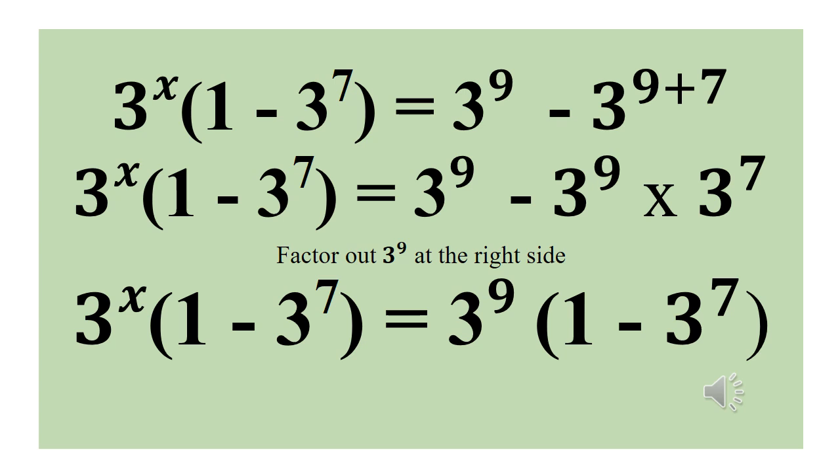So if we factor it out, we have 3 raised to power x into bracket 1 minus 3 raised to power 7 equals 3 raised to power 9. We are factoring out 3 raised to power 9 now: 3 raised to power 9 into bracket 1 minus 3 raised to power 7. That is 3 raised to power 9, 3 raised to power 9 is 1. That's how we arrive at that 1. Then 3 raised to power 9 in the second term is also 1, but 1 times 3 raised to power 7 is still 3 raised to power 7. That's why the other 1 is no more appearing there. So we have 3 raised to power x into bracket 1 minus 3 raised to power 7 equals 3 raised to power 9 into bracket 1 minus 3 raised to power 7.